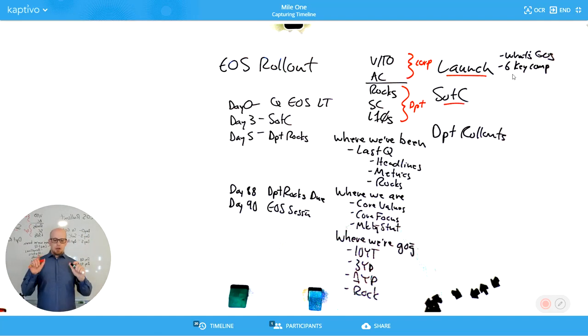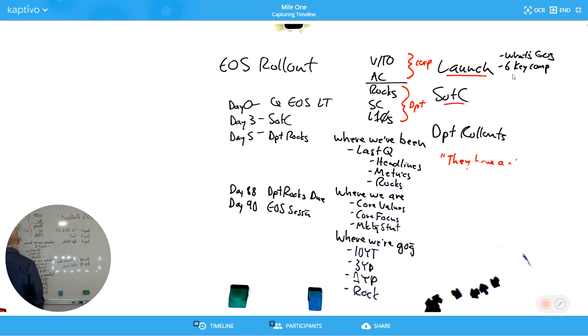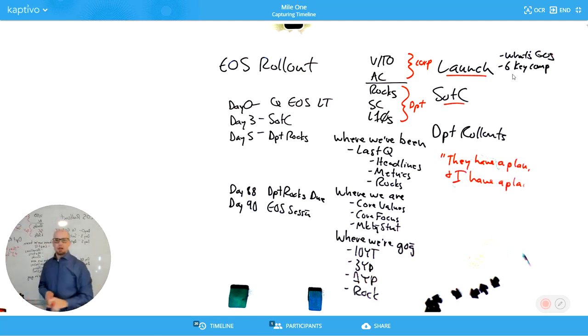Now, one important thing that I want to make sure is conveyed to you. I really don't care if people remember everything that you said in this meeting. What I care about is the feeling that they walk away with. There's a very specific thing that I want out of this, and this is what I want your people to be thinking in their head: they have a plan, and I have a place. They, meaning the leadership team.